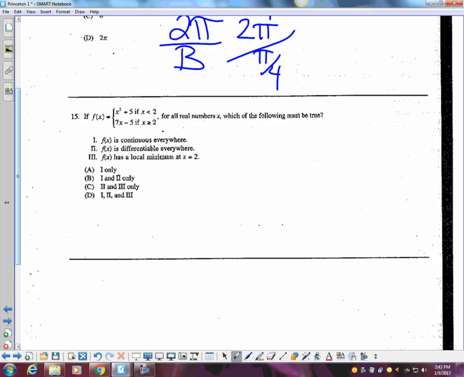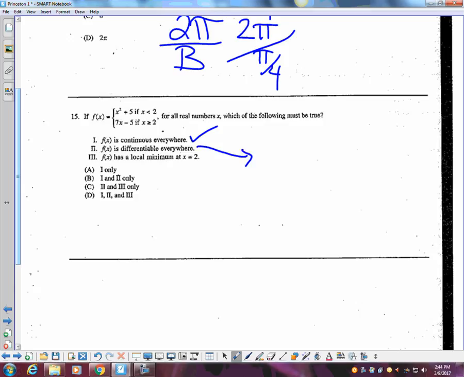Okay, so plug a 2 into the top one. What do you got? A 9. Plug a 2 into the bottom one. 9. So they are 2 separate functions, but at 2, aren't they both at 9? Okay, so they are continuous. Okay, differentiable. Now, I had forgotten this. I had to go back and look this up.